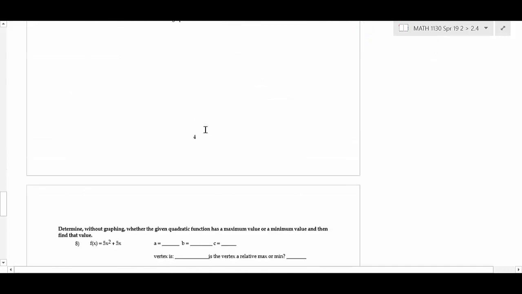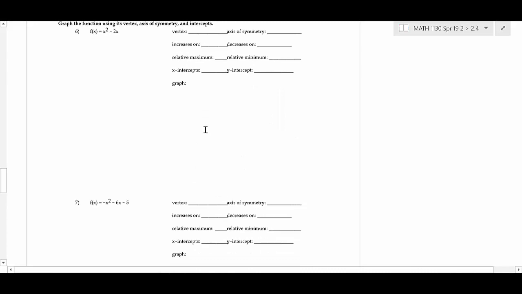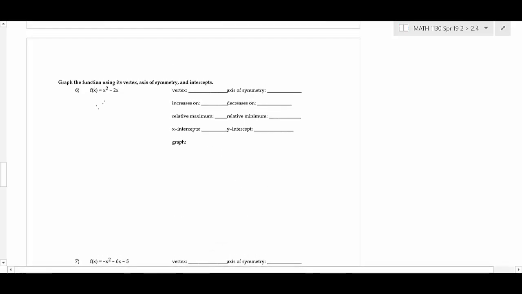Okay, so let's see. I'm going to do a couple of others like this. I'm going to do number 6, and then I'll let you all maybe try number 7 to see if you can absorb this. So what I'm going to do with this example is let's go ahead and just crunch out the vertex. So what we have is f of x equals x squared minus 2x. So again, a would be 1, b would be negative 2.